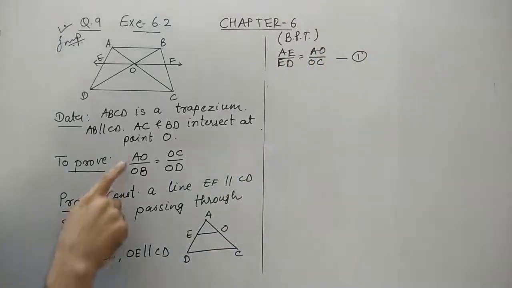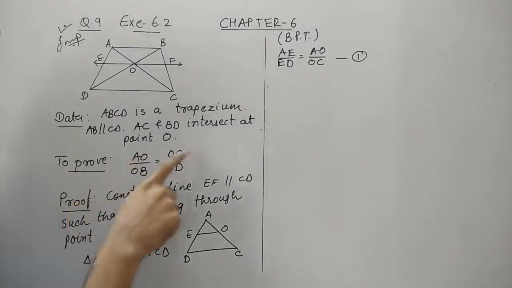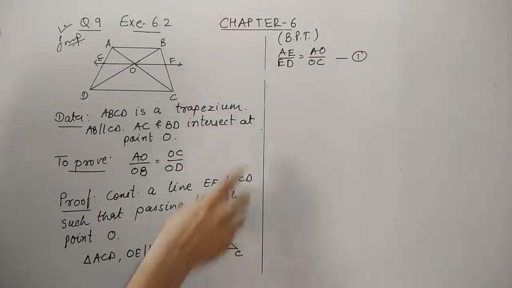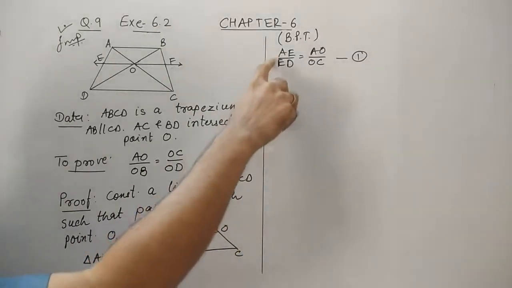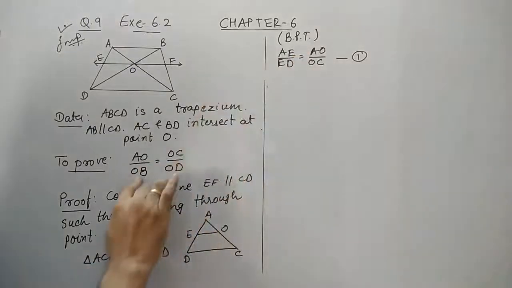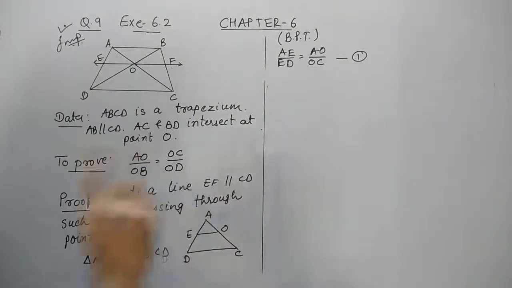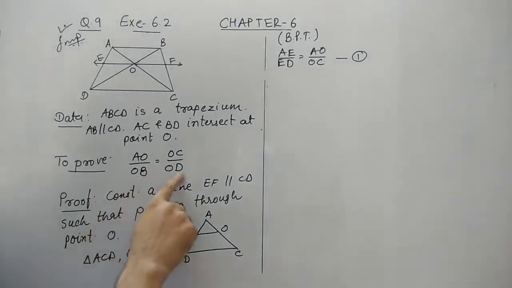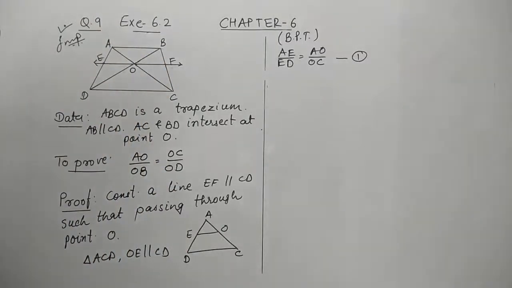See, I required AO upon OB, but I will obtain AO upon OC. So don't worry. Now which triangle should I consider? अब मुझे ये नहीं चाहिए. I don't want this into the answer. I want this and OB and OD. So now which triangle we should take, that is very important. Now B and D is required. So I'll take triangle ABD.